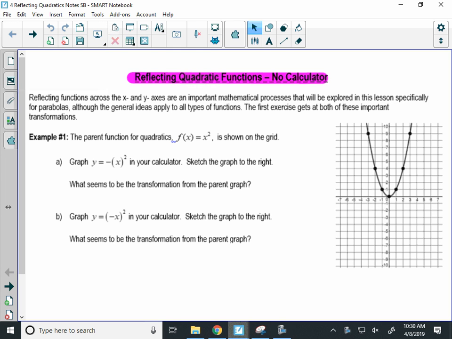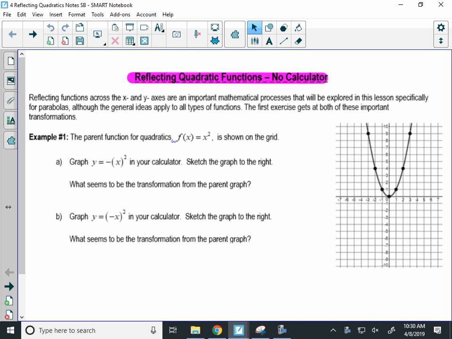Right, this is the video for lesson 3 of the Blended Algebra 2 course, unit 5 on transformations of quadratics. Today we're going to talk about reflecting quadratic functions over the x-axis and the y-axis. So this will be a no calculator topic.